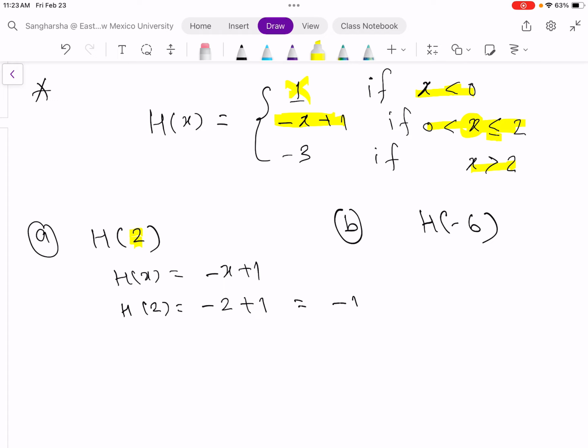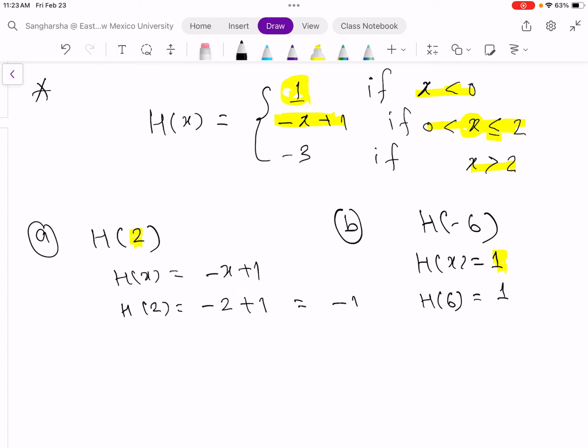Negative 6 is less than 0, right? So it means h of x is 1. So the function that we're going to use is h of x equals 1. Now, we don't have an x variable on the right side here, so it means this is a constant function. And for h of negative 6, there is nothing to substitute for x on the right, so it remains 1 as it is. So 1 is the output.